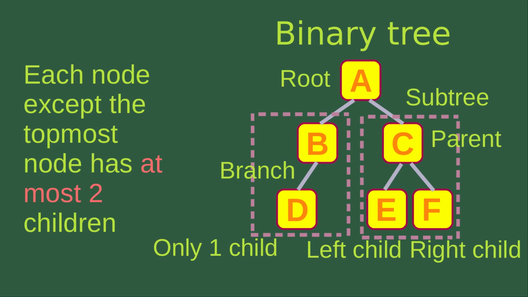And element B can extend at most 2 children. According to the binary tree structure here, we have only 1 child for element B, okay. And the line joining any 2 elements is known as a branch. We can see the subtree indicated by the dashed boxes. For another subtree on the right hand side, C is known as the parent node, and elements E and F are known as the left child and the right child respectively. These 2 children belong to the parent, which is element C.